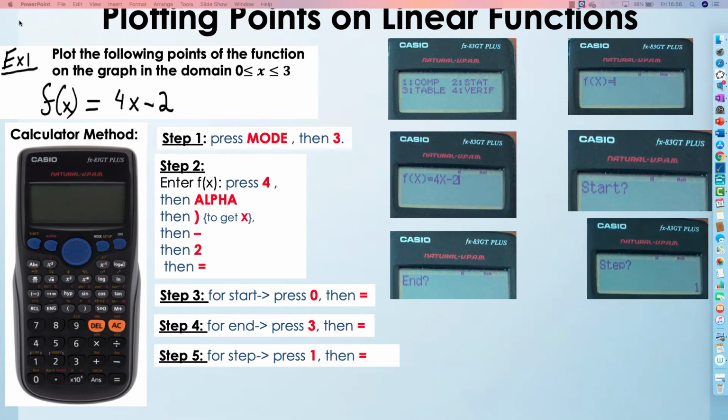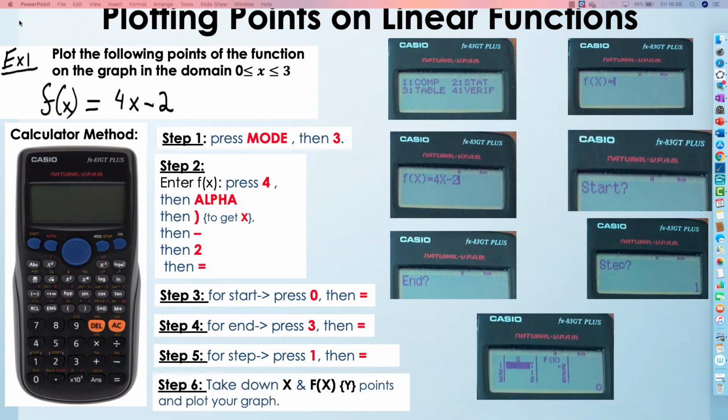Step is what are we going up in? How are we going to get from 0 to 3? So we're going up in 1. So 1 and then equals. And now we have all our points in front of us.